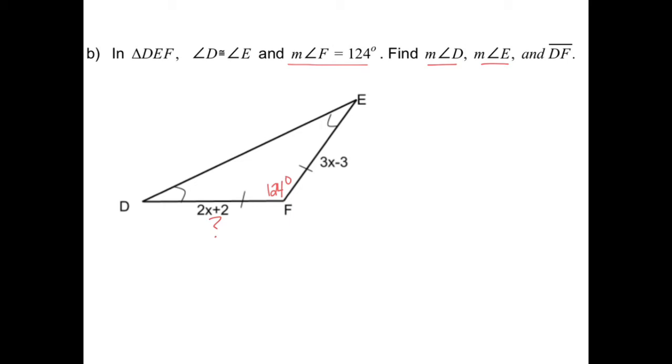Because angle D and E are congruent, I'm going to take the 180 in the triangle angle sum theorem, subtract the 124, and then that measure needs to be divided in between two angles equally.